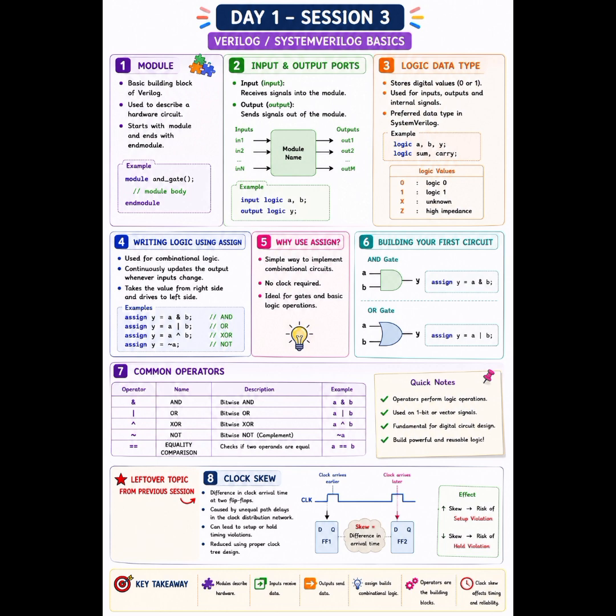The next topic is building your first circuit. Now let's build our first circuit. An AND gate can be written using assign y = a & b, and an OR gate can be written using assign y = a | b. This is the simplest way to describe digital logic in Verilog.